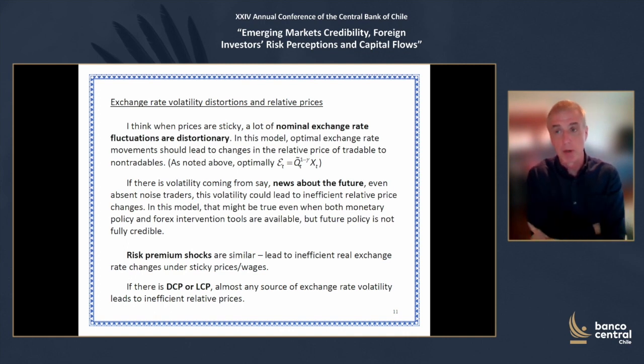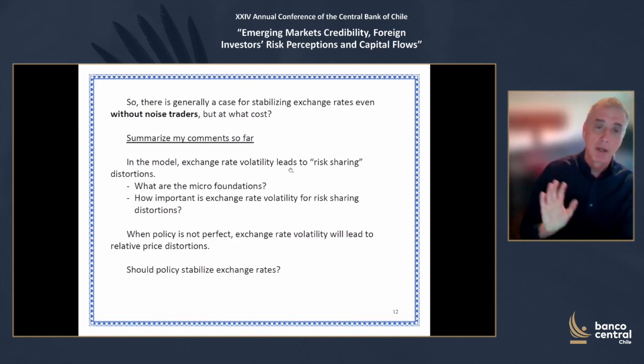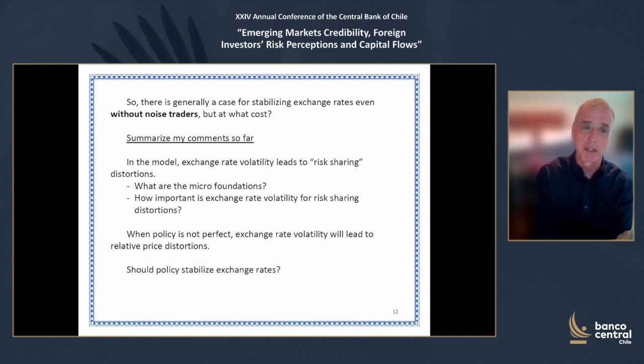So, for example, in a model with risk premium shocks, or with dominant currency pricing or local currency pricing, nominal exchange rate movements are just leading to inefficient relative price changes. Okay, so my point is that even without noise traders, there's some kind of inefficiency there, and you might want to think about what the nominal exchange rate is doing. I think that's well known, but I said it anyway.